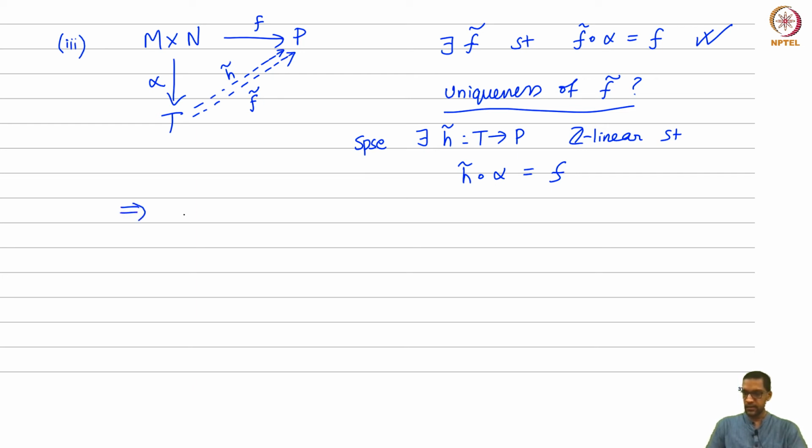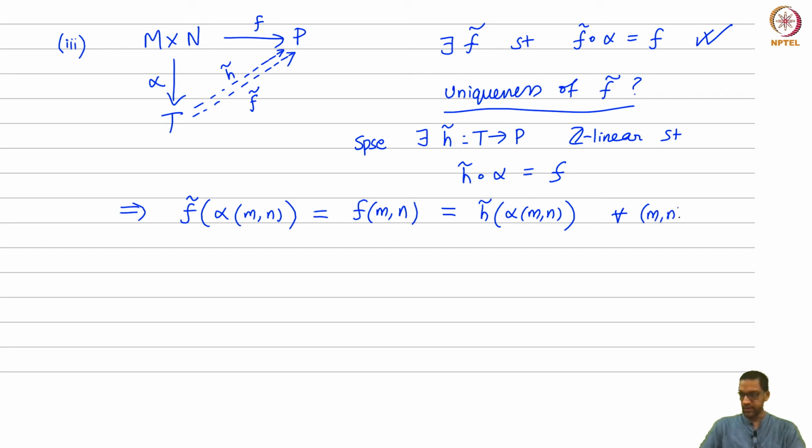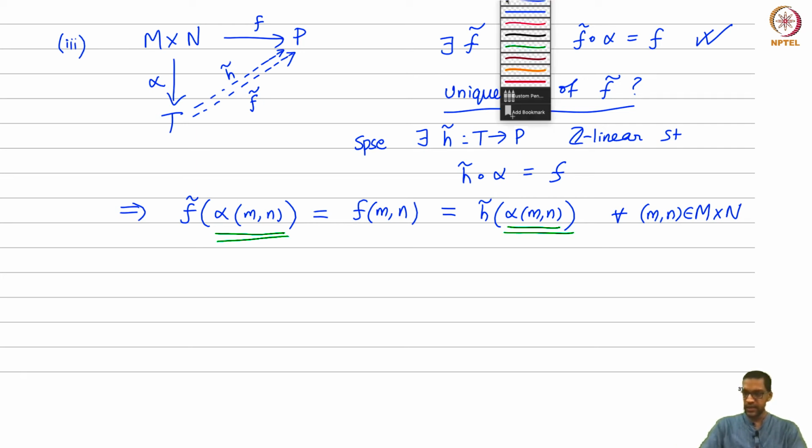This means that both F tilde and H tilde, so this is alpha of Mn, F tilde of alpha of Mn is F of Mn, but that's the same as H tilde of alpha of Mn, for all ordered pairs Mn. So what this means is that F tilde and H tilde agree on the elements of the form alpha of Mn. Okay, so this means they are equal to each other.